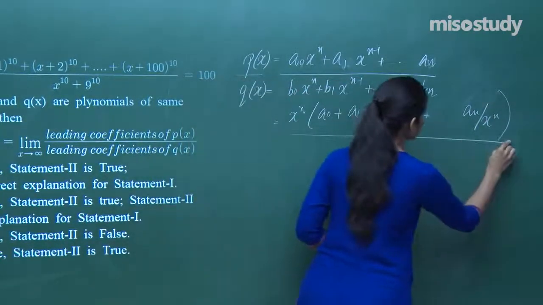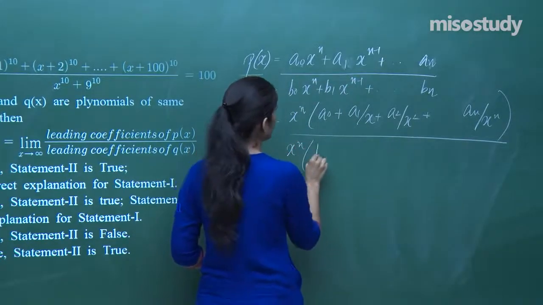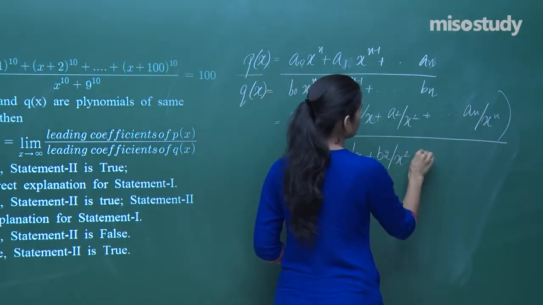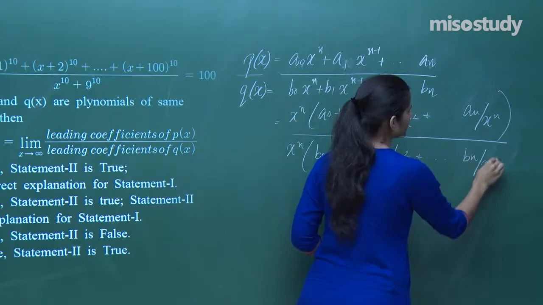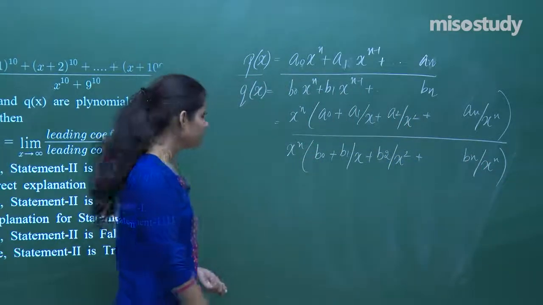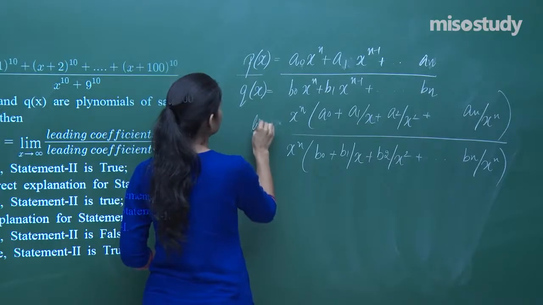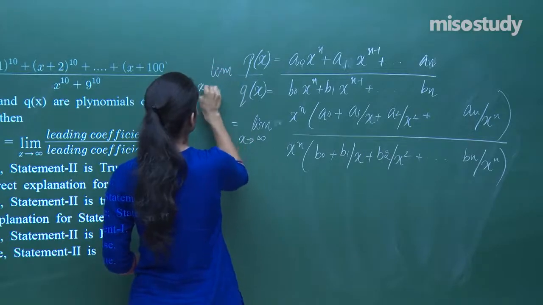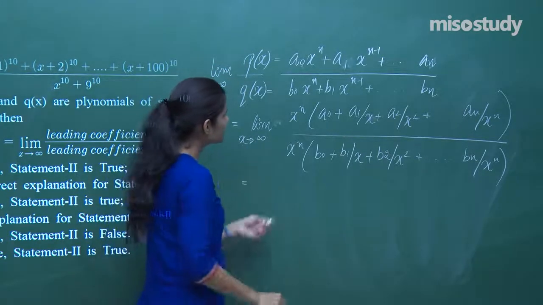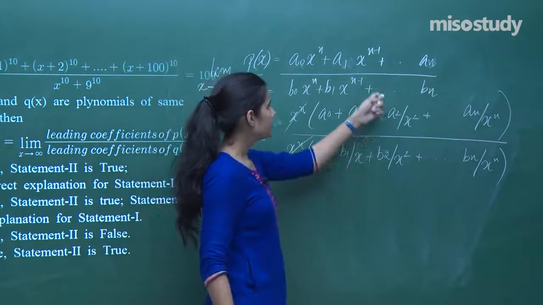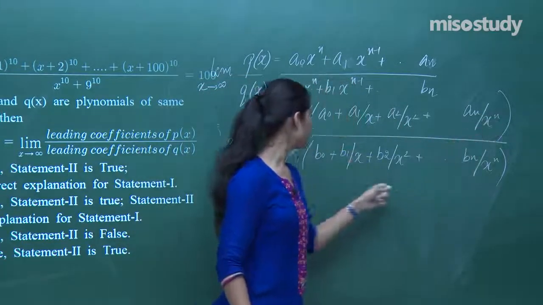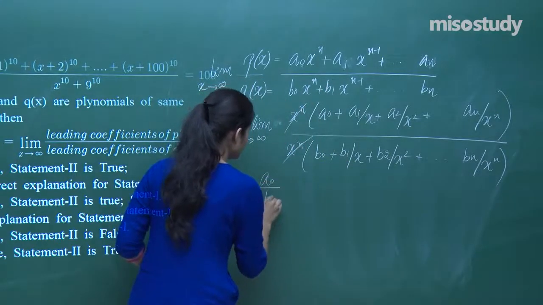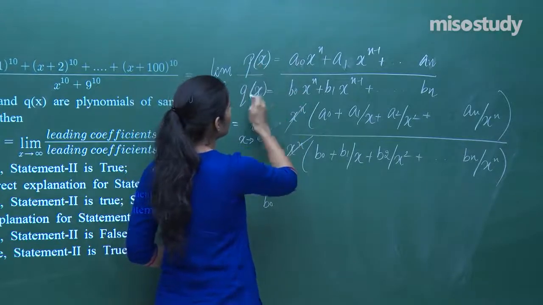Similarly, from the denominator also, when you take out x to the power n common, you are left with b naught plus b1 by x plus b2 by x square plus and so on, bn by x to the power n. Okay. So when you apply limit x tends to infinity in here, this gets cancelled, this becomes 0, 0, 0, 0, 0, 0, you are just left with a naught by b naught. And a naught is the leading coefficient of p, b naught is the leading coefficient of q.